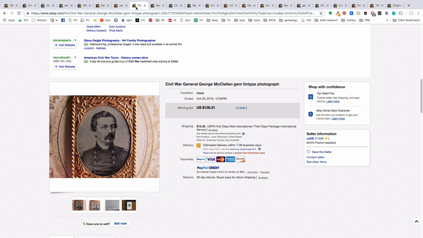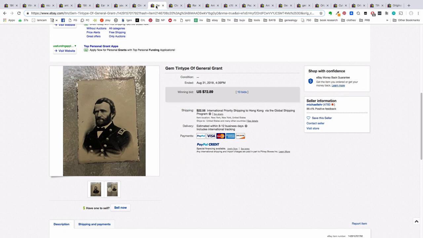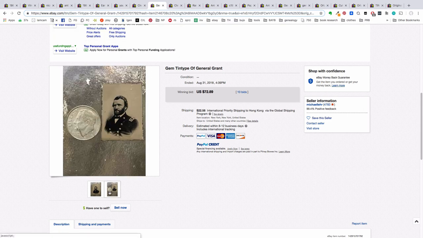This is Civil War General George McClellan, and $105 for this one. Again, it might have gone for more had it not been an auction. And here's another one, a General Grant. This one went for a little less. Again, maybe would have gone for more had it not been an auction. And I suspect, though I haven't researched this, that many photos were made of General Grant, because he was famous. But those are good to look out for.